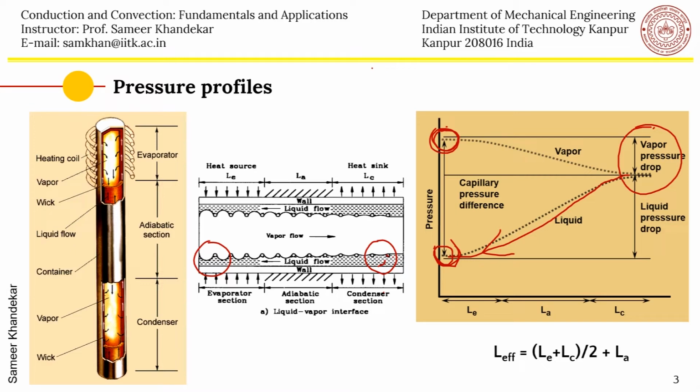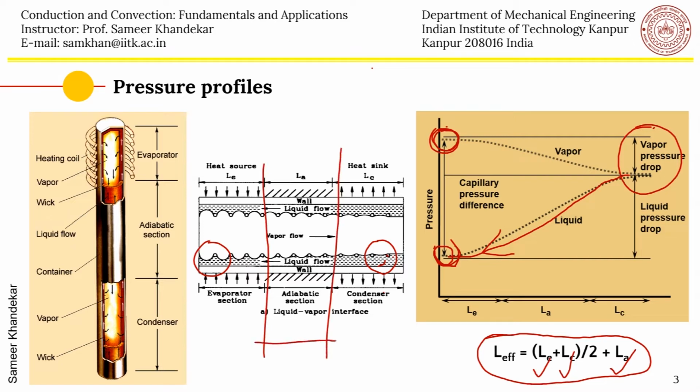And typically the effective length of a heat pipe is taken as half the evaporator length plus half the condenser length, and whatever is the adiabatic section in between, if at all there is an adiabatic section. So this is what is L_A, and this is also taken to be the length. So on an average, the vapor will travel this distance: half the evaporator, half the condenser, and the entire length of the adiabatic section.